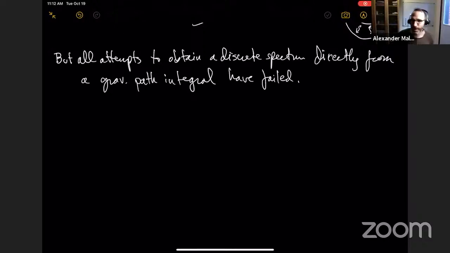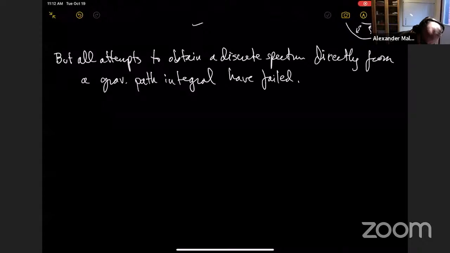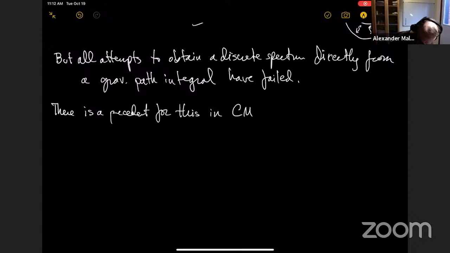But what I really want to talk about from the physics point of view is that there is a real precedent for this in condensed matter physics, when we study disordered systems.